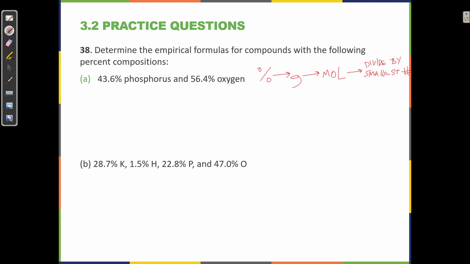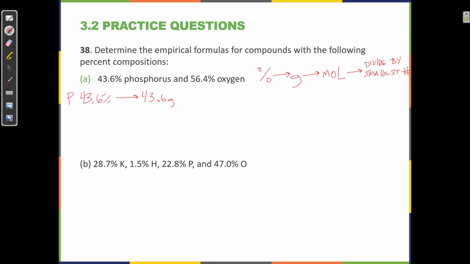So let's start with phosphorus. 43.6%. So to convert from a percentage to a gram is really easy because we just assume that we have 100 grams of this substance. I always have 100% because that's what percentage means. There's always 100%, no more, no less. So if these two numbers add up to 100%, then let's just assume I have 100 grams of this compound, in which case if I have 43.6%, I have 43.6 grams.